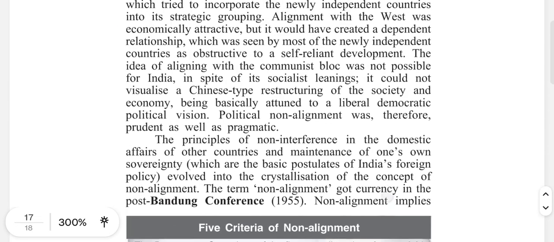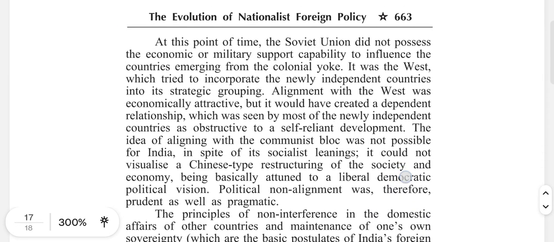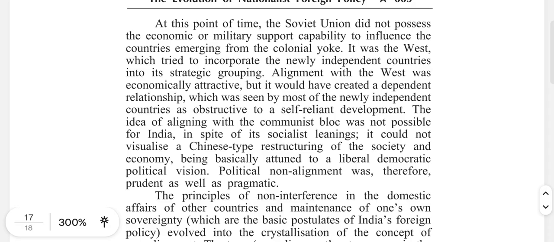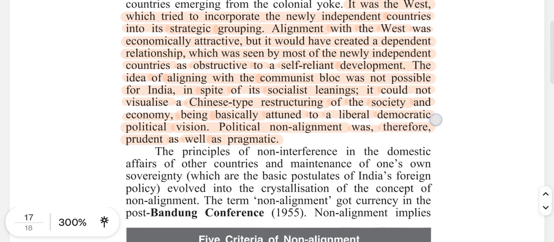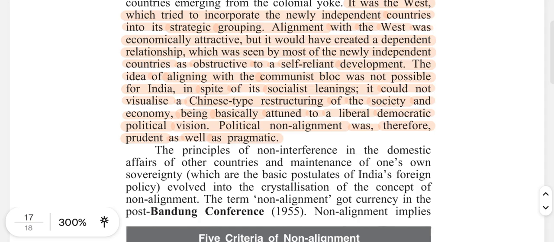At this point of time, the Soviet Union did not possess the economic or military support capability to influence the countries emerging from the colonial yoke. It was the West which tried to incorporate the newly independent countries into its strategic grouping. Alignment with the West was economically attractive, but it would have created a dependent relationship, which was seen by most of the newly independent countries as obstructive to self-reliant development.